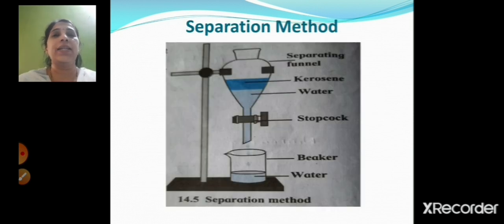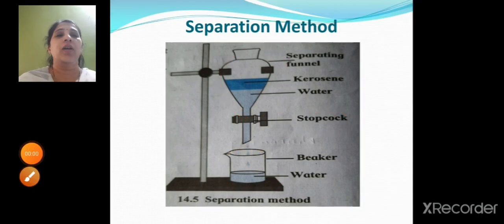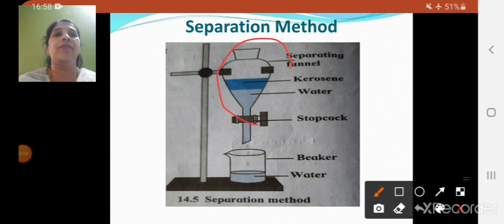Now we'll see the second method, that is the separation method. In this separation method, you can see here, children, this is a stand, right? This is the separating funnel, and this is a beaker. This is a stopcock, right? So what you are going to do, children, you are going to take this separating funnel, right?